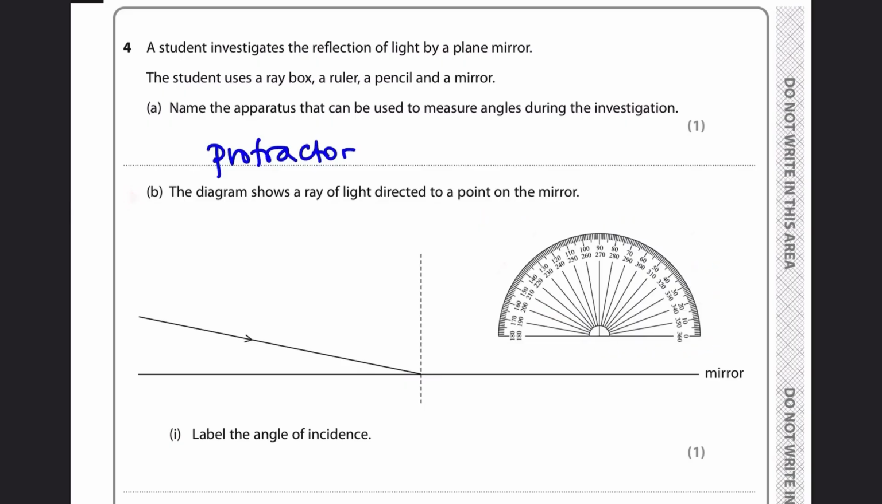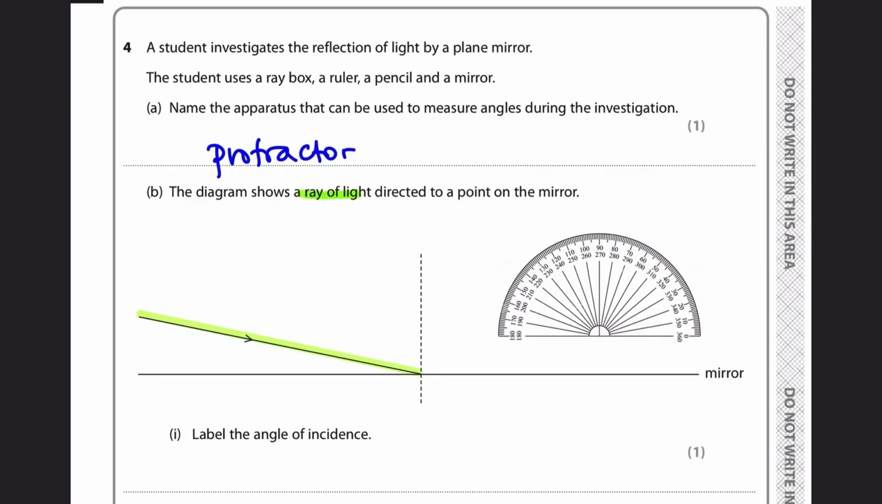Part B, the diagram shows a ray of light directed to a plane mirror. So the ray of light is this. That is the ray of light. And you can see the direction it's going, down into the mirror, which is this horizontal plane on the bottom. And then it says label the angle of incidence.